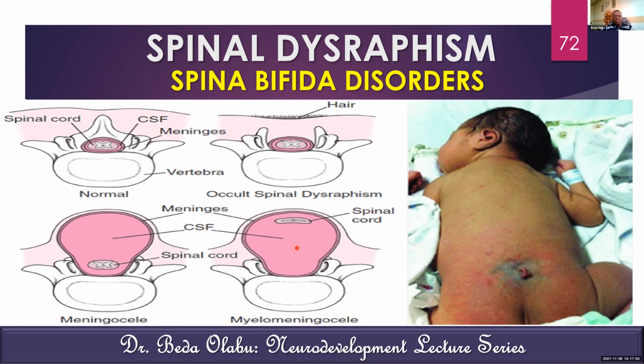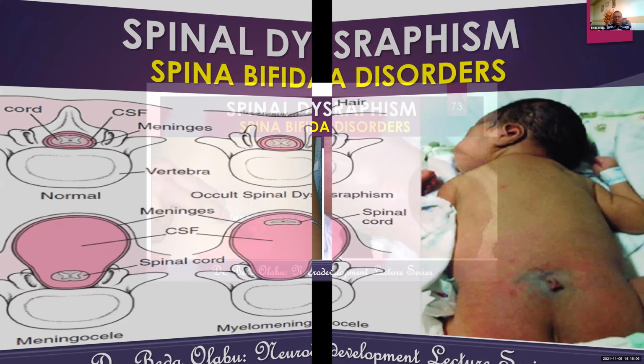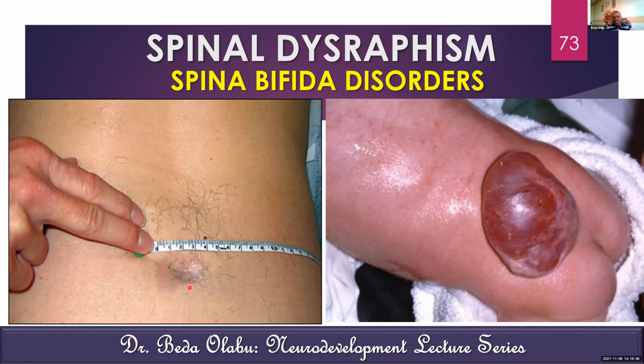In this other one, in addition to the meninges and CSF, some neural tissue is also present. It doesn't have to be the whole cord as this one is showing. As long as some neural tissue is present, we call that myelomeningocele or meningomyelocele. So this shows you spina bifida occulta, where we're just seeing a dimple and some hair growth and hyperpigmentation. This one shows you either meningocele or myelomeningocele, depending on the content of that swelling.